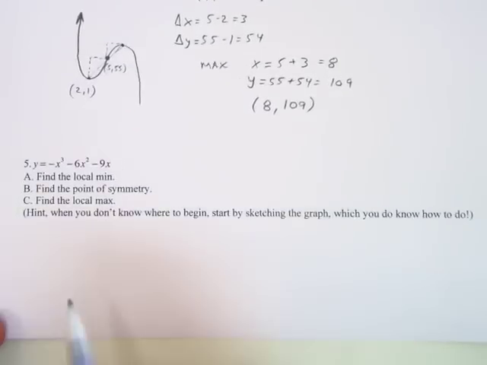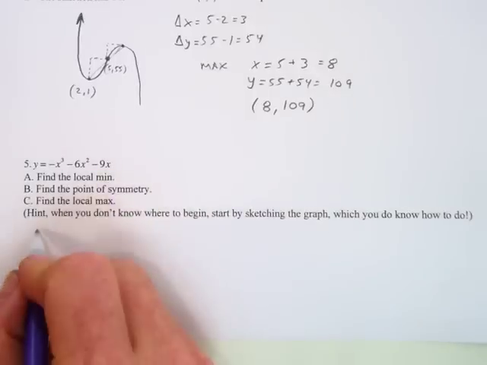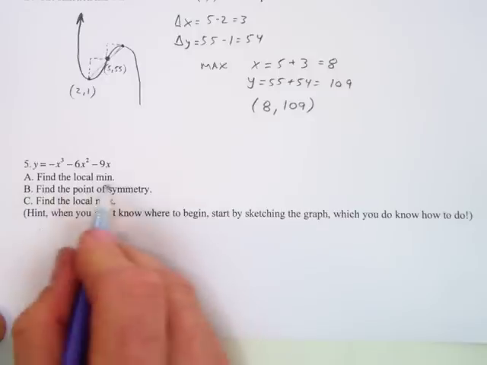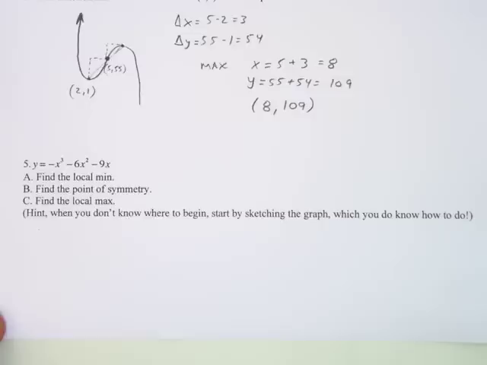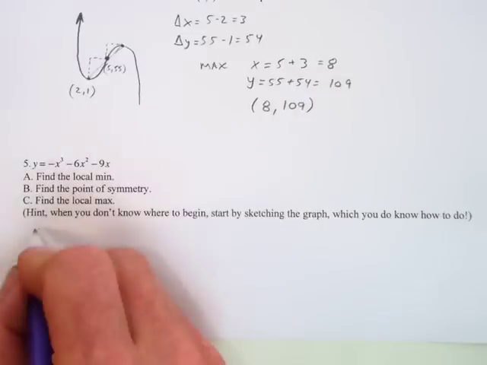While the video is getting a little long, it's at 15 minutes, let me show one more example to see if that helps. So I want to find the local min, point of symmetry, local max. Here's a hint, we don't know where to begin, sketch this graph.